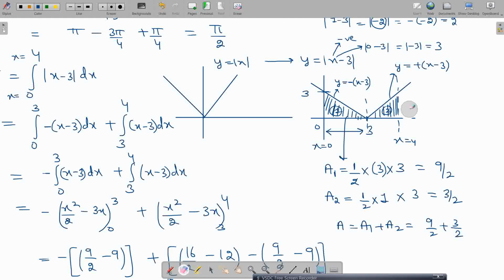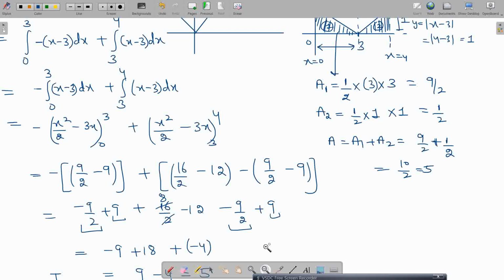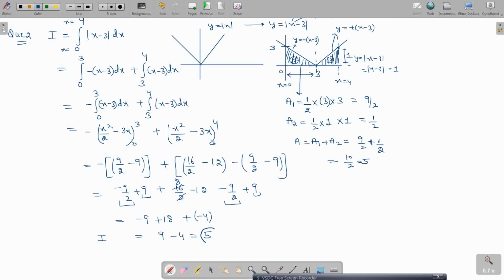You can see that this is not 3 actually. When you substitute x equals 4 in the modulus of x minus 3, 4 minus 3 is equal to 1, right? So this point is not 3, this point is 1, so this distance is 1, okay? So the answer here is half into base into height, height is 1, right? So this is half, and here we also have half, so that means 10 over 2, which is 5. So in both cases we got the same answer. You can see 5 is here and 5 is here.